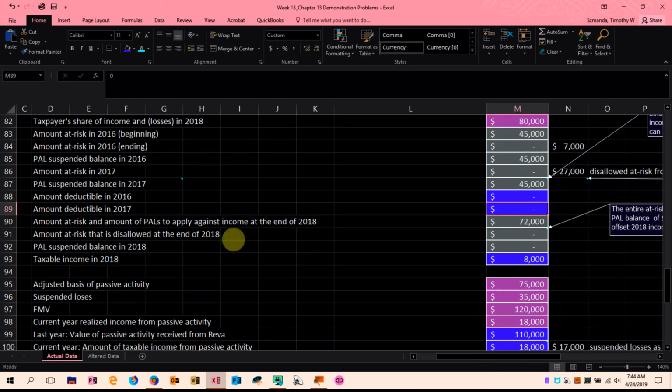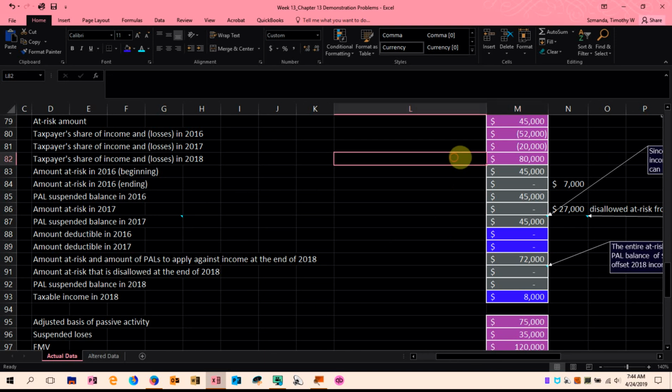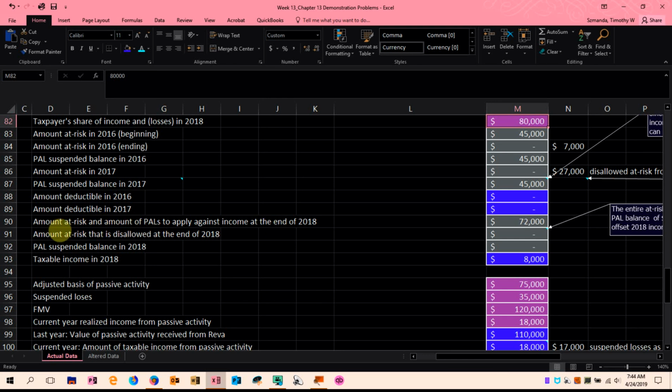Next issue, now we're moving on to 2018. Remember, in 2018, they made some money, $80,000 in this passive activity. That increases the at-risk amount, and now we might be able to take some of these suspended passive losses and deduct them against some of the income. The part for 2018 changes things a little bit. So let's look at row 90: amount at risk and amount of passive activity losses to apply against income at the end of 2018.